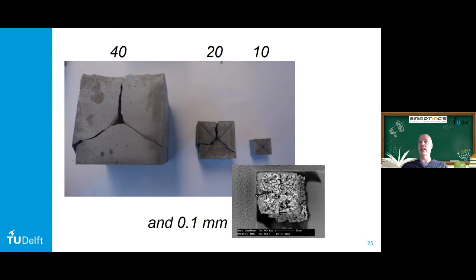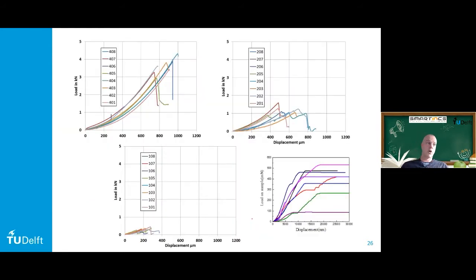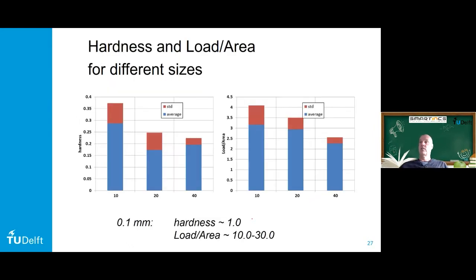And we can look at the scale effect. We can look at all these curves and see how the size effect also is in there. And what we see, of course, is that the very small sizes have a much higher strength. If you look at the hardness, then the 40 millimeter has a hardness of 0.2, then 20 millimeter 0.25, 10 millimeter we go to 0.37, let's say, and for the 0.1 millimeter, the 100 micrometer, we go to a hardness of 1. So it's much higher. It's somewhere over here.